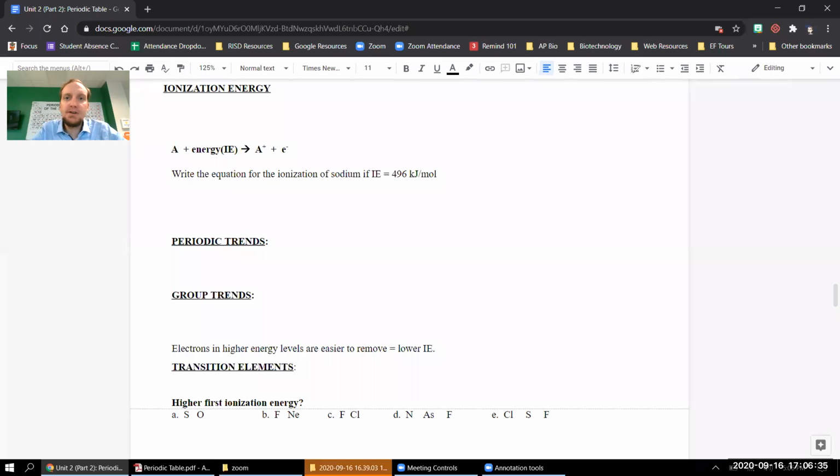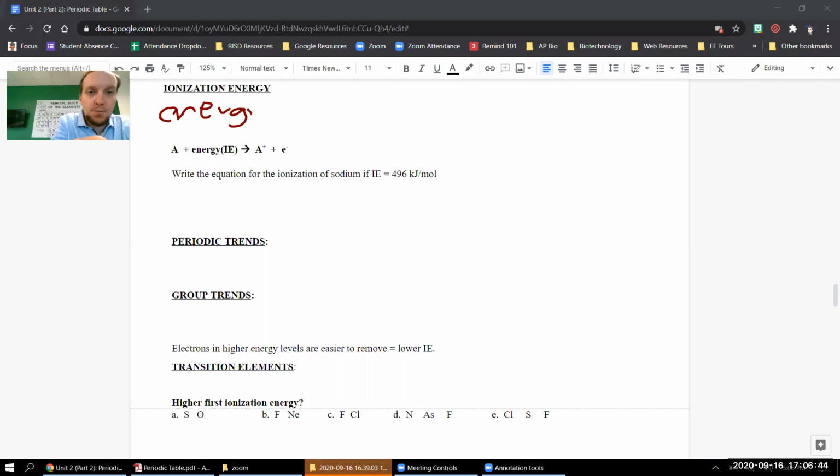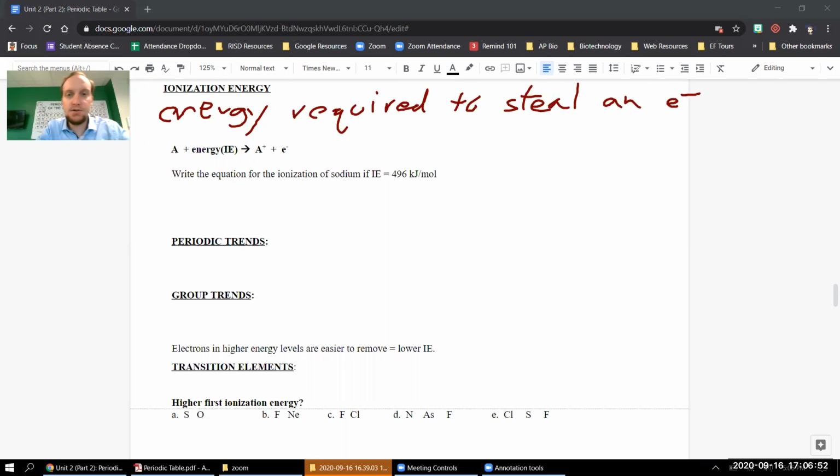The next trend we're going to discuss is something called ionization energy. Now, ionization energy is defined as the energy required to steal or to take an electron. Okay, to help you make sense of that, basically, ionization energy is the energy required to take an electron.